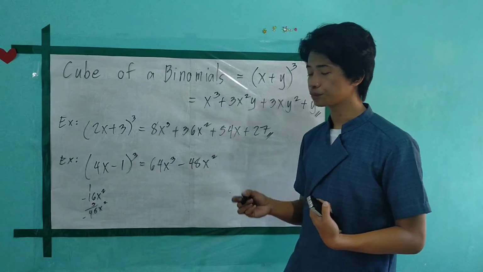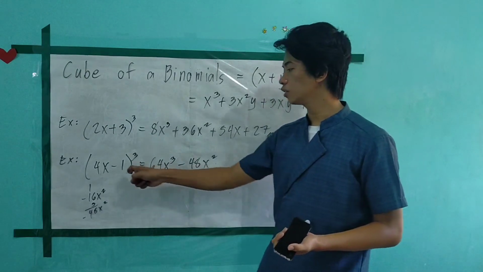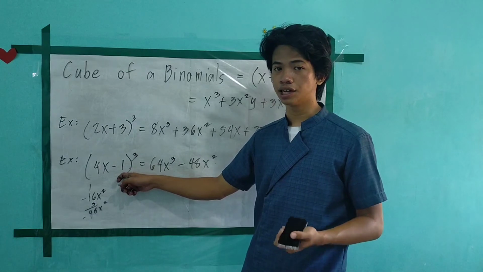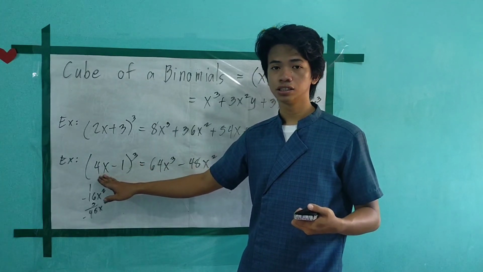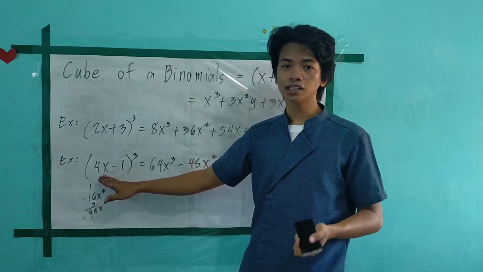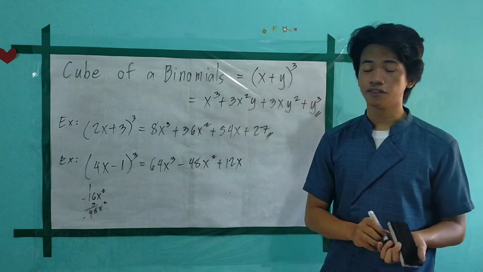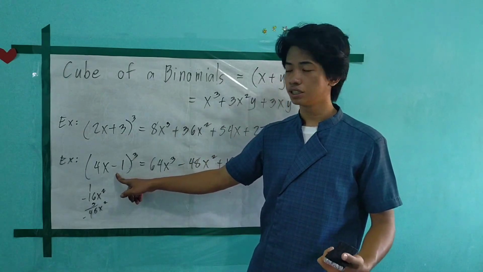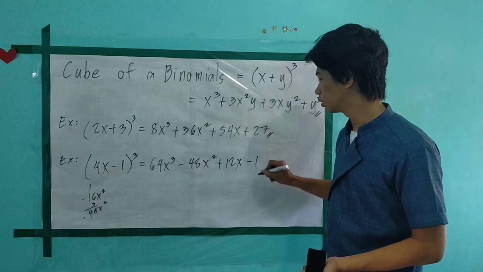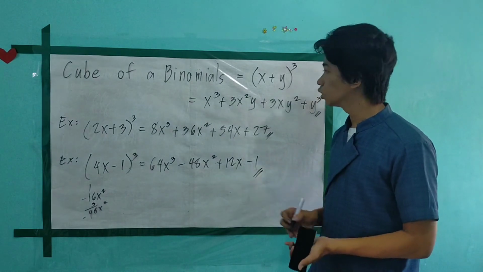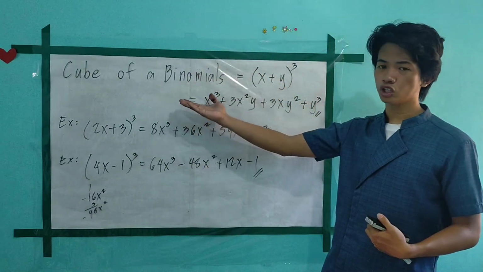Okay, let's proceed to the third step. For the third step, we square the second term. So negative 1 multiplied by negative 1, we have positive 1. Positive 1 multiplied by 4x is 4x. So 4x multiplied by 3, we have 12x. And then for the last step, cube of our second term. So therefore, negative 1 multiplied by negative 1 multiplied by negative 1. So the answer is negative 1. So this will be the answer to our cube of a binomial. Again, these are the examples of cube of a binomial.